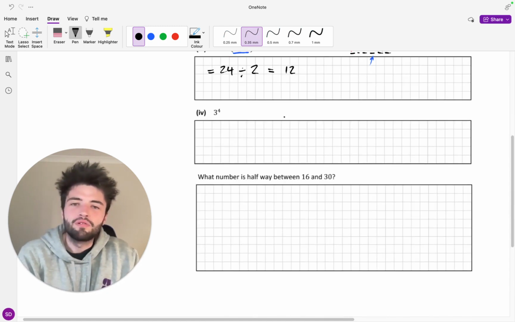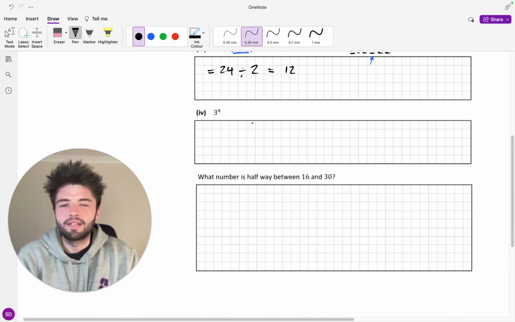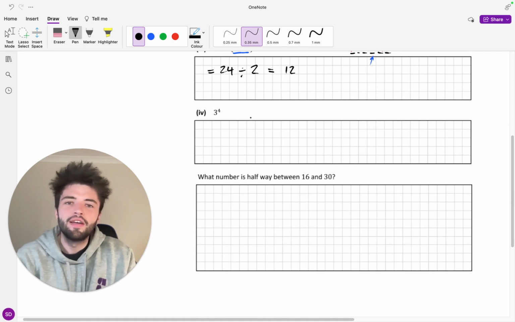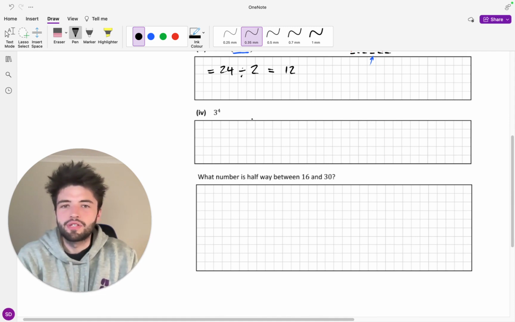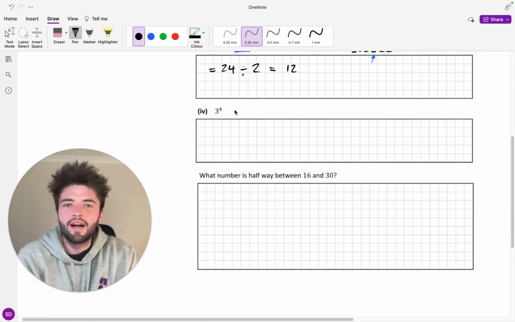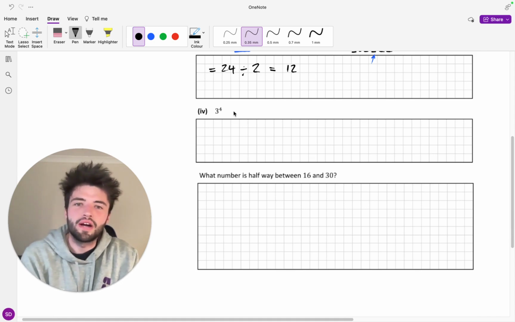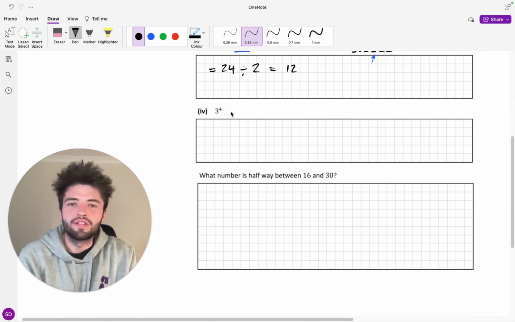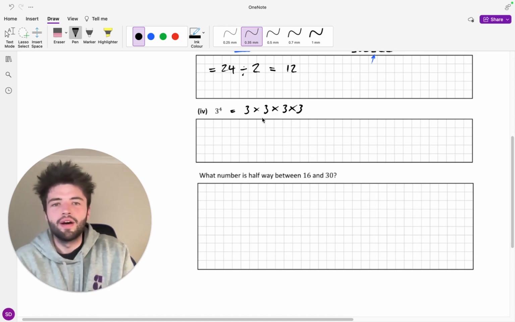Moving on to part 4 now, we've got an indice. So an indice is basically a number to the power of another number. And so you could have squared or you could have cubed. And in this case, we've got 3 to the power of 4. And what I always like to do for indices is just start from the basics and write out what it means. So we know that 3 to the power of 4 is the same as 3 times 3 times 3 times 3. And so that's what it means.